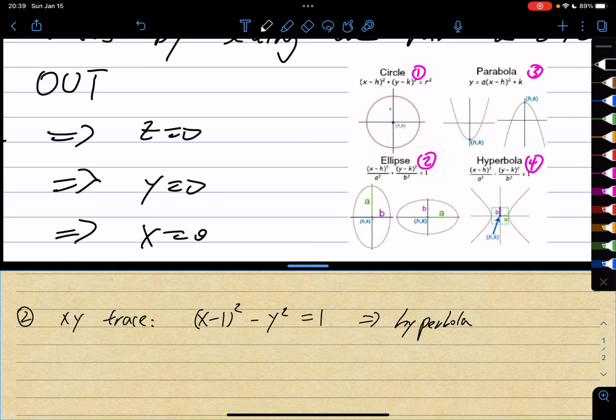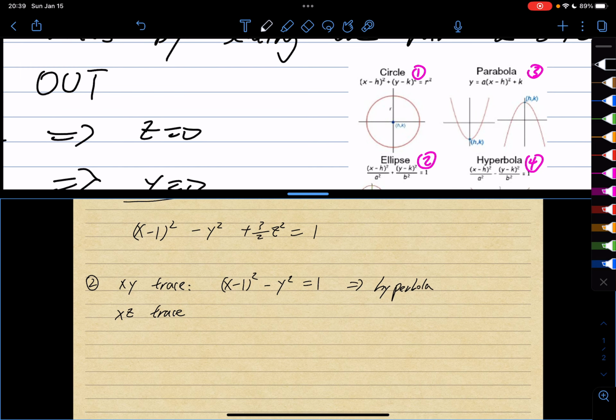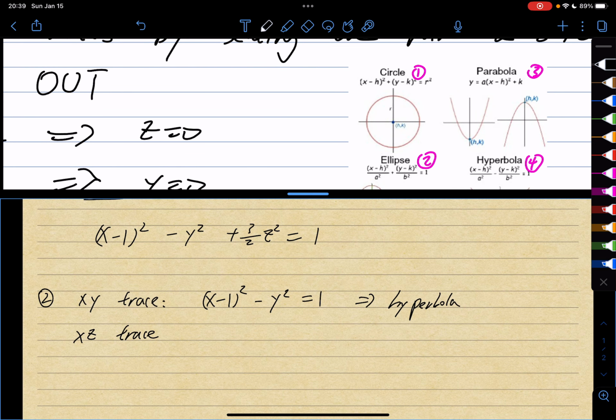All right, let's continue, and let's be a bit faster. So we have the xz trace. So we are going to have (x minus 1) squared plus 3 over 2 z squared equals 1. So this is going to be a circle. I think everybody agrees with me. Or circle, or never mind, it's an ellipse.